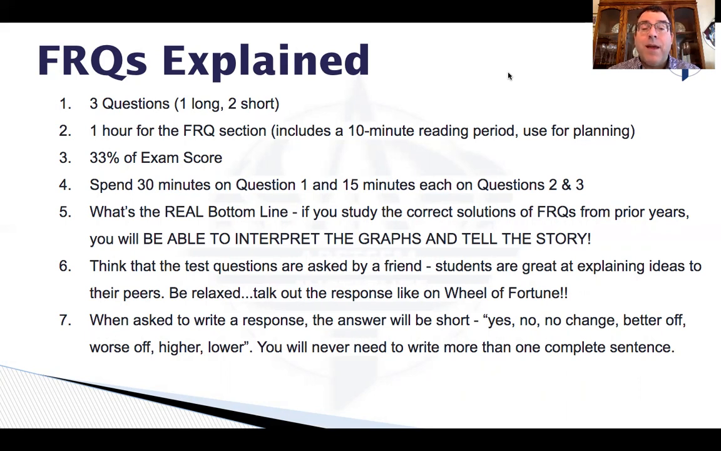33% of the AP exam is the FRQs. The first question is 10 points. The second 2 questions are 5 points each. So therefore, we want to spend half of the time on question 1 and the other half of the time on questions 2 and 3.